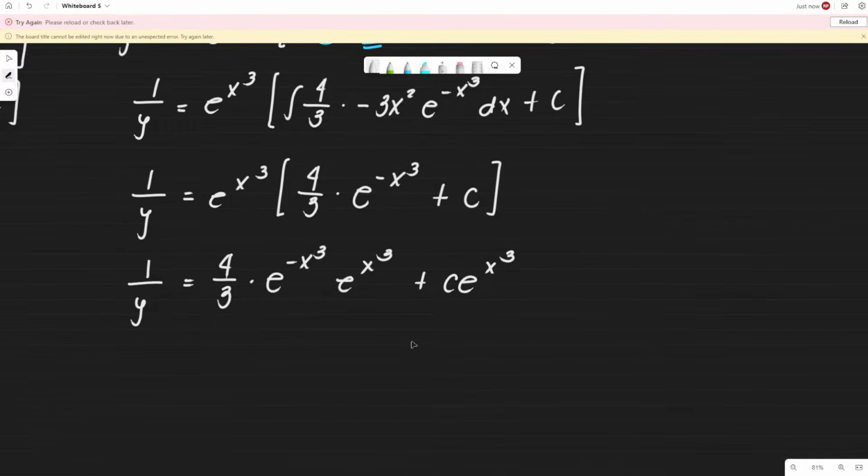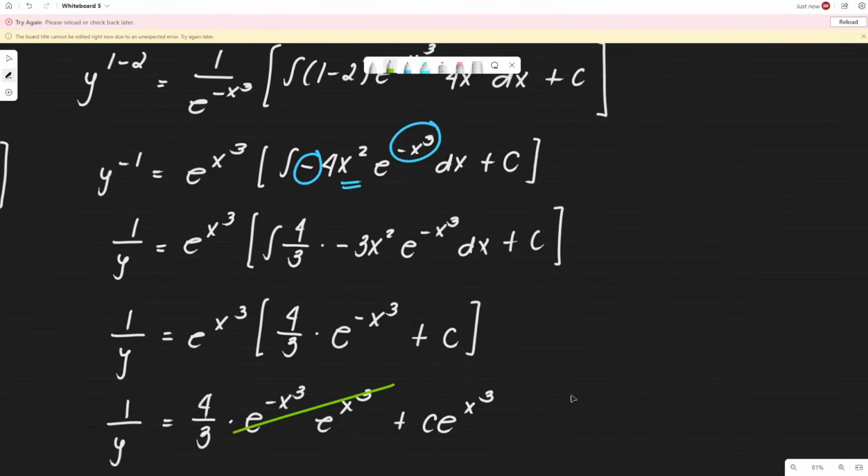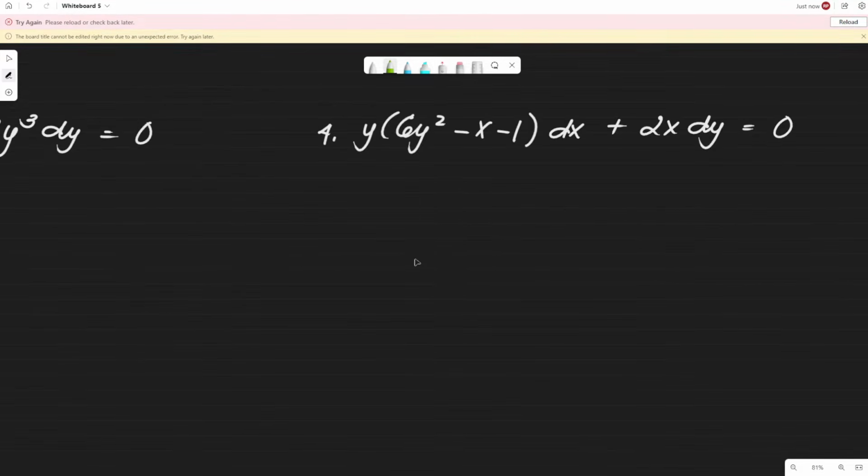Ayan. Okay, so this one obviously will cancel, itong buong to. Diba? This one will cancel. Bakit? Kasi diba magiging e raised to x cube over e raised to x cube siya. So, same terms numerator, denominator, they will cancel. No? So, therefore, our final answer is 1 over y is equal to 4 over 3 plus c e raised to x cube. Ayan. This is our final answer. Okay? So, ayan. That's the solution for number 2. Okay? So, usog ka na muna, saglit.